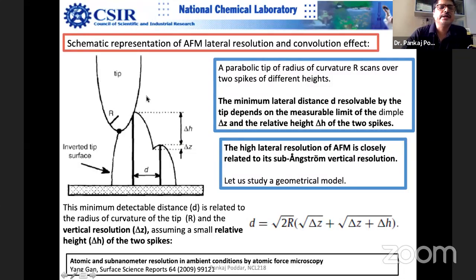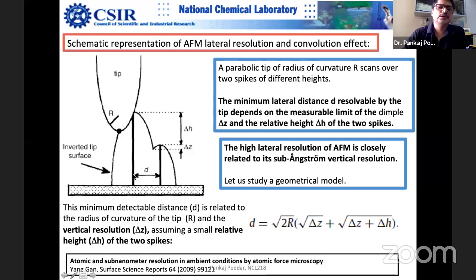This is our tip, with tip radius of curvature R, and these are our rough features, right? You can see that this is one grain and another grain, which are sort of convoluted. So our resolution is whether we can distinguish between this peak and this peak. Our resolution is D here, this distance. If we can resolve these two features, then we will say that yes, these two peaks are resolvable.